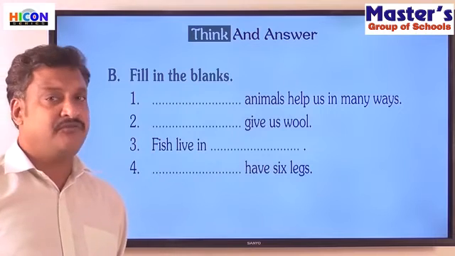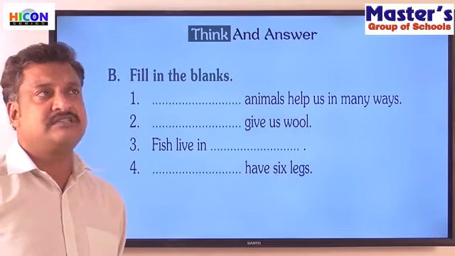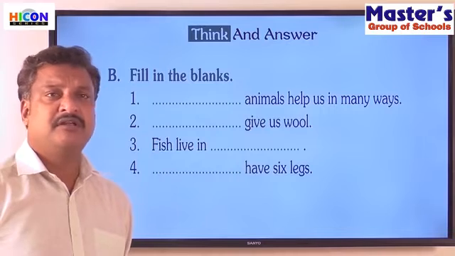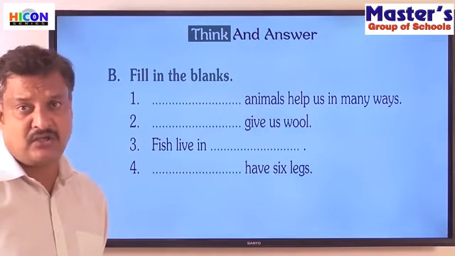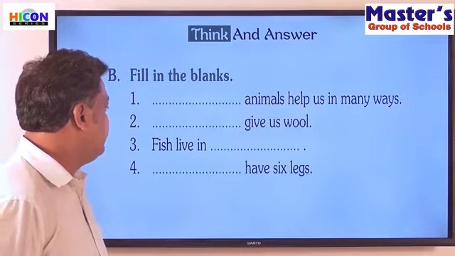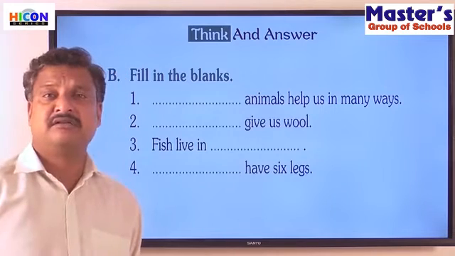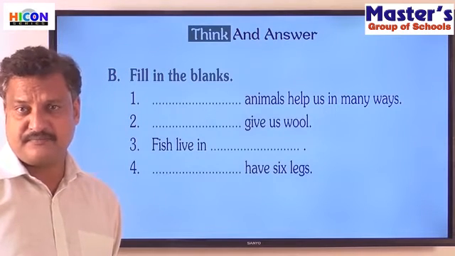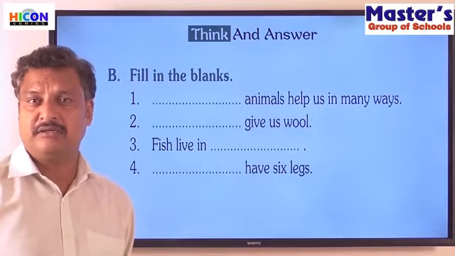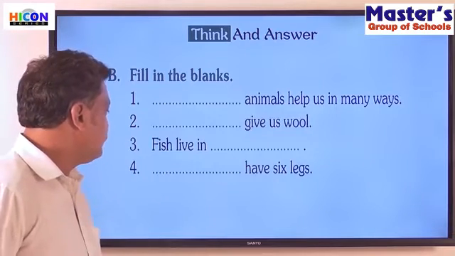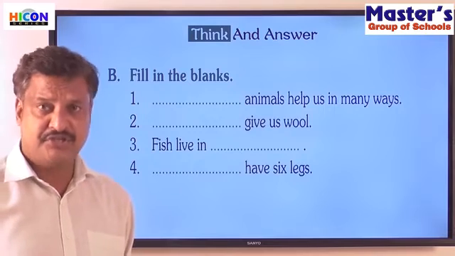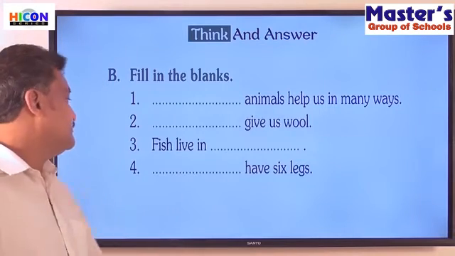Now, fish live in dash. Another classification of animals we have was animals who live on land are called land animals. Some animals live in the water, they are called water animals, isn't it? So, what are the example for water animals? Yes, fish, octopus, jellyfish, sharks. So, where do fish live? Fish live in water.